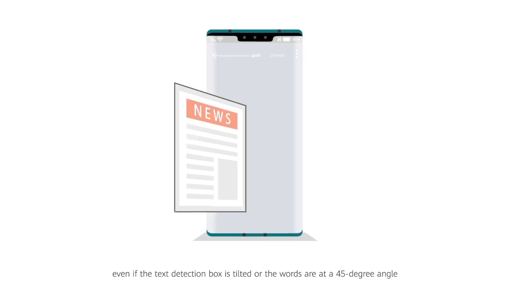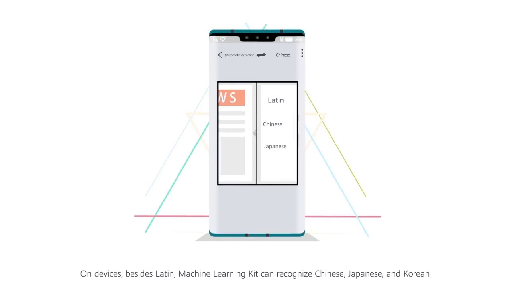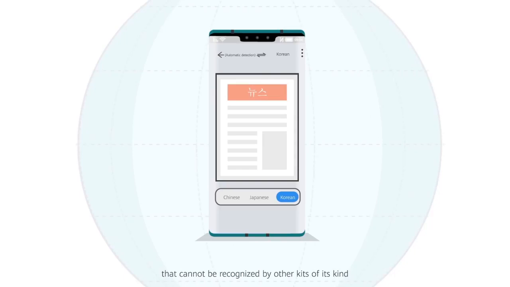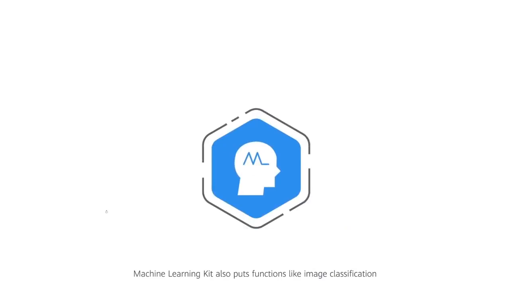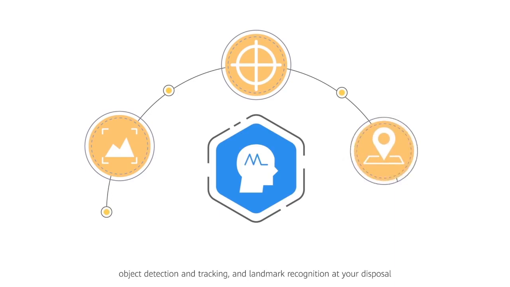On devices, besides Latin, Machine Learning Kit can recognize Chinese, Japanese, and Korean that cannot be recognized by other kits of its kind. On the cloud, it can recognize 19 languages now, but will recognize more in the future. Machine Learning Kit also puts functions like image classification, object detection and tracking, and landmark recognition at your disposal.